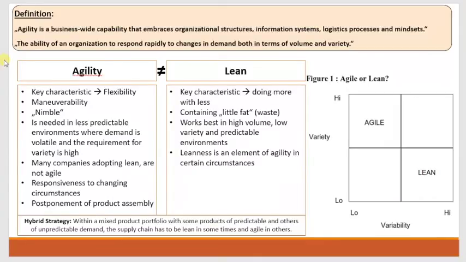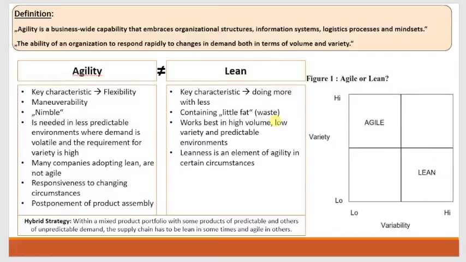When we look at agility, a key characteristic is flexibility and maneuverability, while lean is more about doing more with less. Agility can be explained as nimble, while lean is more containing little fat, or what we called it earlier, waste. An agile supply chain is needed in less predictable environments where demand is volatile and the requirements for variety are high, while lean works best in high volume, low variety, and predictable environments. We can see here on the right a figure which helps us to determine whether we need an agile or a lean supply chain. Also, it's argued that leanness is an element of agility in certain circumstances.